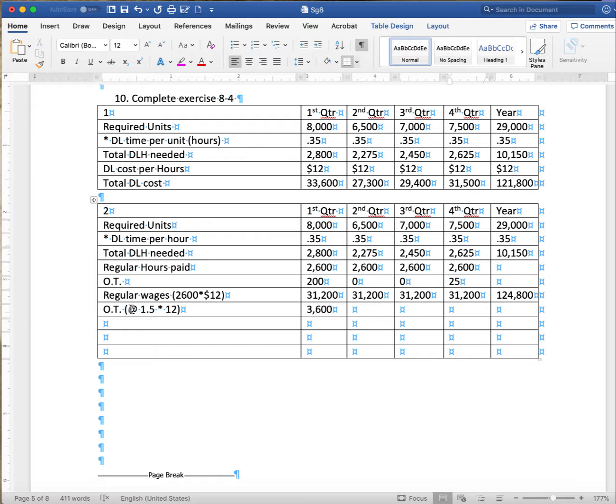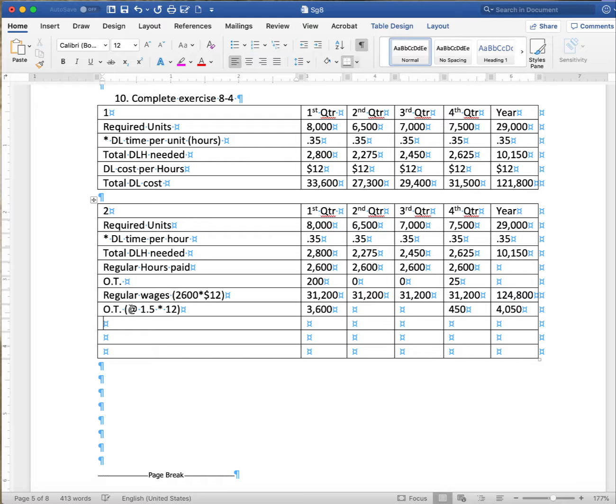And then in the fourth quarter, we have to pay overtime for 25 hours. So that 1.5 times $12 per hour times 25 should give me $450. That means in total we're paying overtime of $4,050.